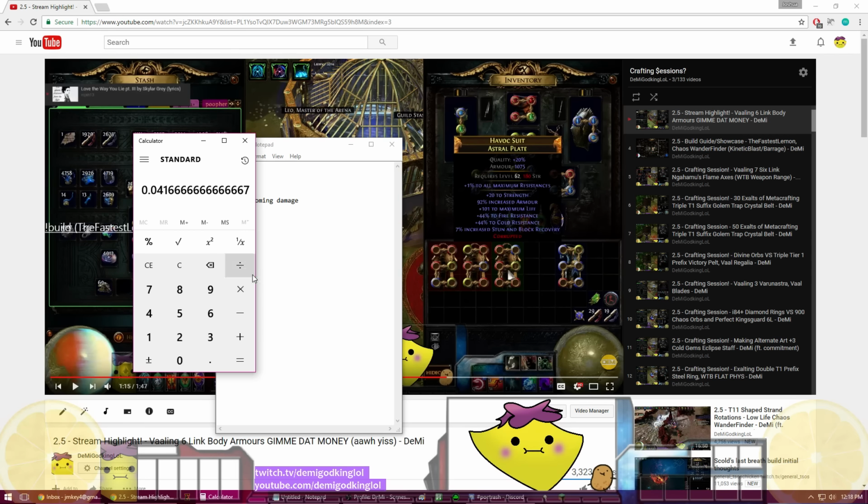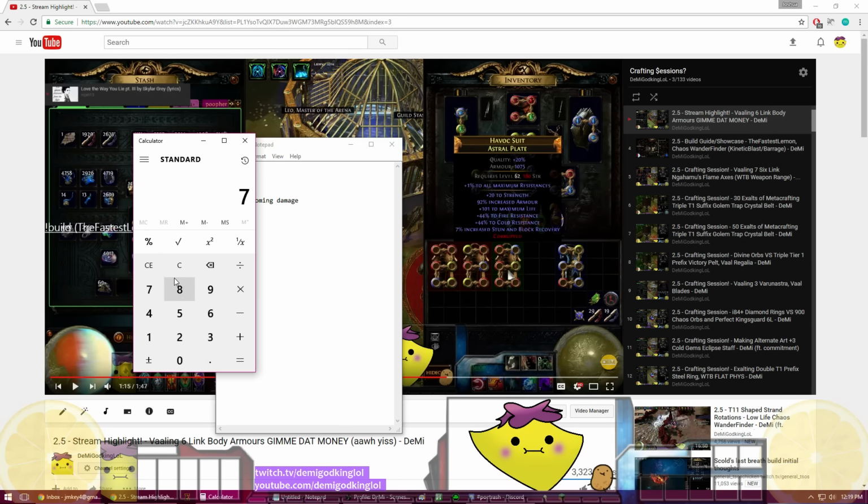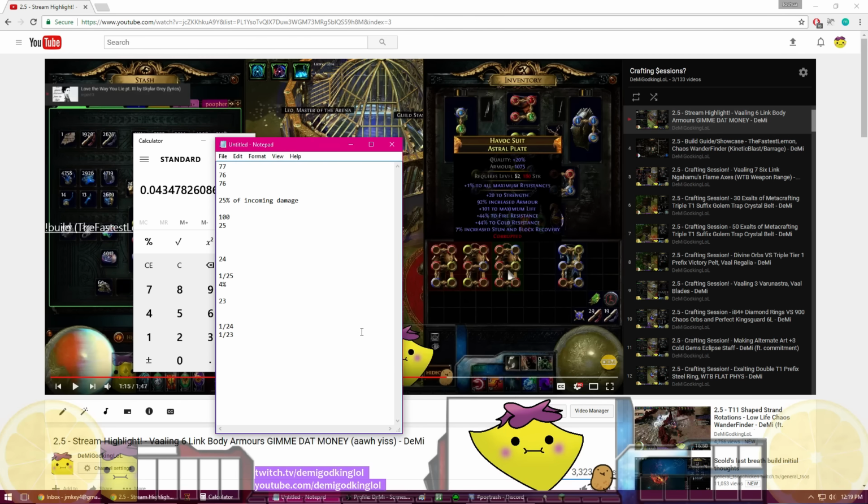So the next percent after that would take us to 1 divided by 23 less damage taken. So then the next 1% max res becomes 4.35-ish% less damage taken. So as you can see, the closer and the higher maximum resistance you go, the higher value each additional 1% max res gives you.